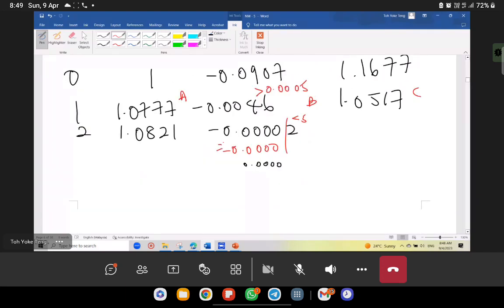So remember that we only consider the magnitude, remember the absolute sign. So this one is less than the absolute number 0.005 already. So from here, again, you have to write down the conclusion.